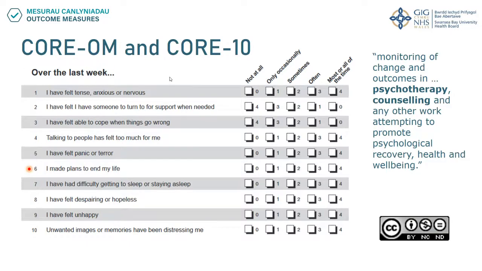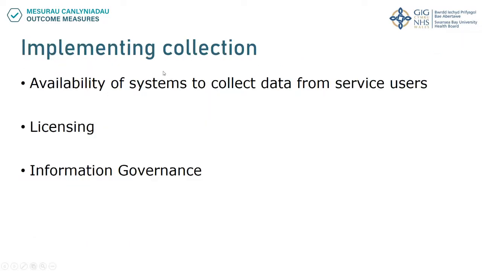So these were something that I had to consider before implementing the collection of the outcomes. Availability of systems to collect data from service users, licensing and information governance. The combination of Microsoft Forms and the Core resolves this. The Core Systems Trust actually made a template form available for Microsoft Forms where we could use Core for service users.